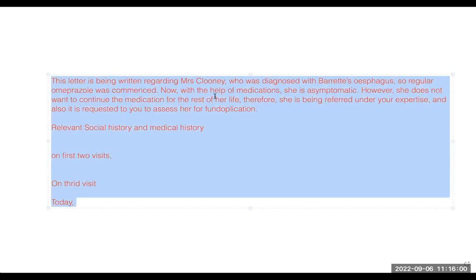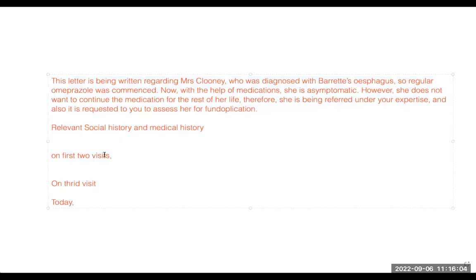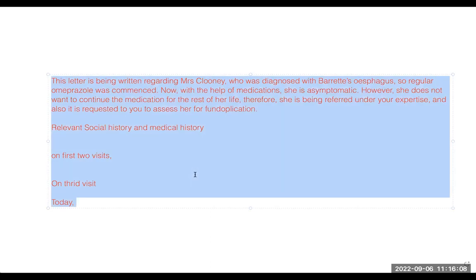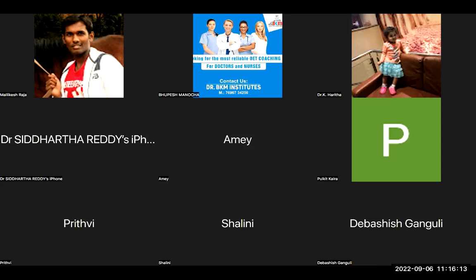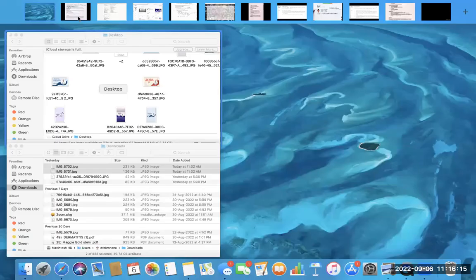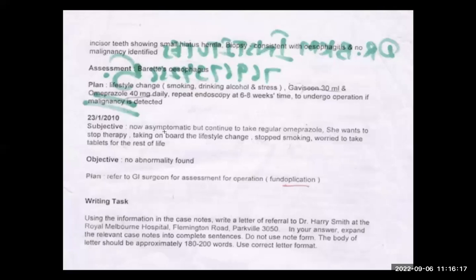Again, the primary thing is the purpose, followed by the relevant social history and medical history. Then the first 2 visits, the third visit, and today, according to whatever has been given. So let's go to the letter and try to write the rest of the letter as well. Taking it forward, the first paragraph has been completed.